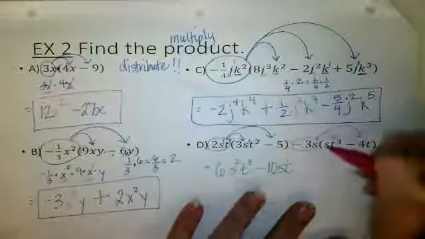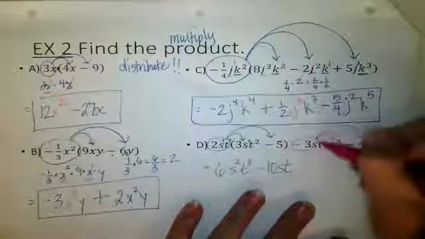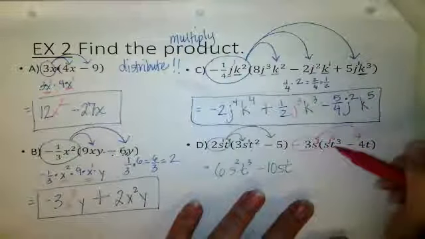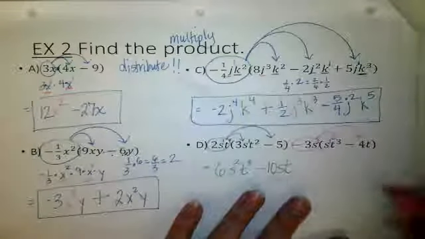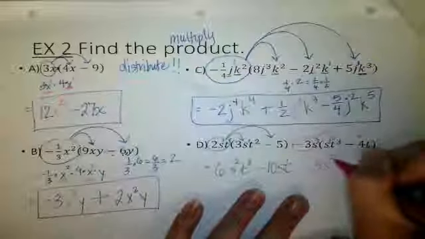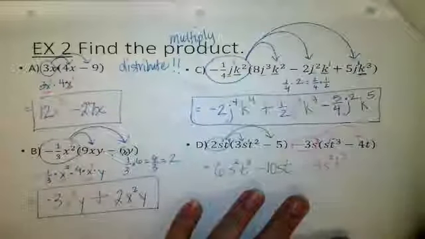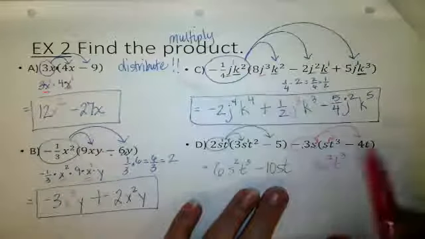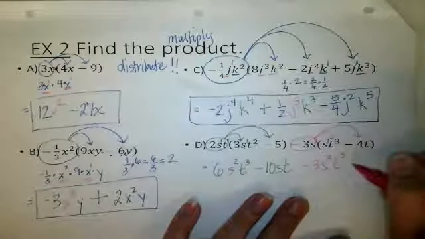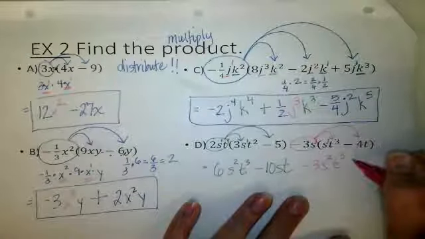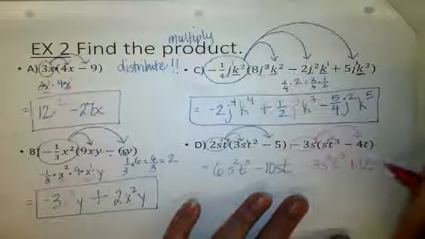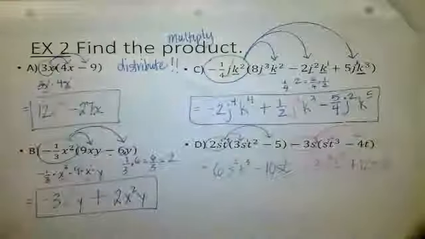Now distributing the negative 3s. Again, that's s to the 1st. So negative 3s times st cubed gives you what? Negative 3s squared t cubed. Very good. And then negative 3s times negative 4t is going to give you positive 12st. Very good. Are we done?